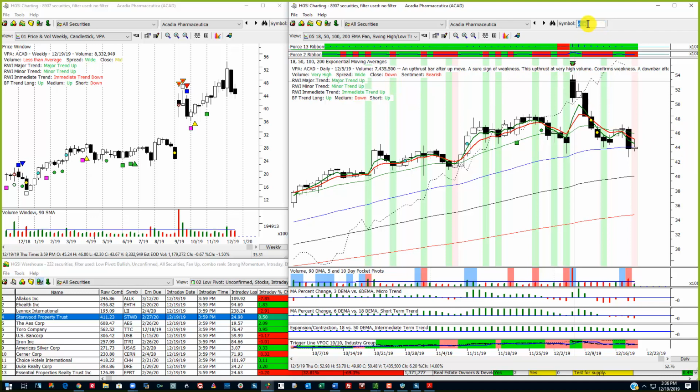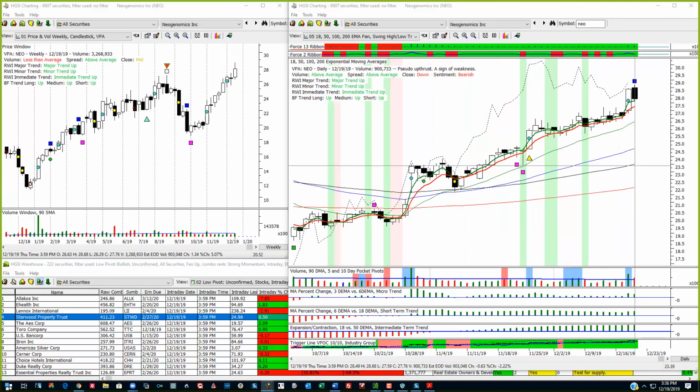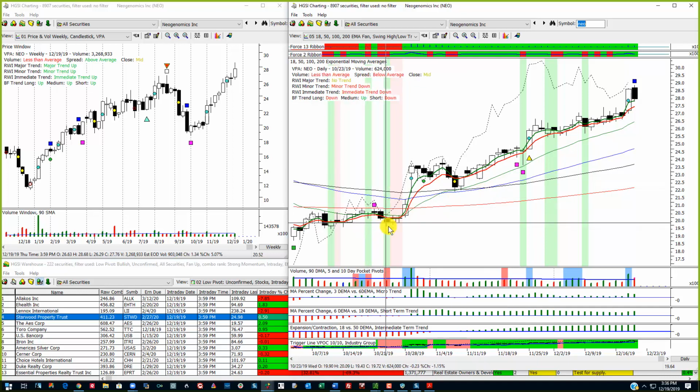Okay, Tom wants to look at NEO. NEO's been a really good trade. Okay, NEO. Didn't get a pivot until right here. That was a good pivot. Another pivot here, another pivot here, which is good. So yeah, several good pivots.